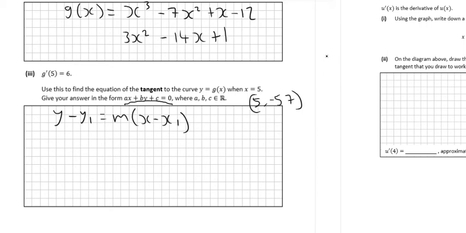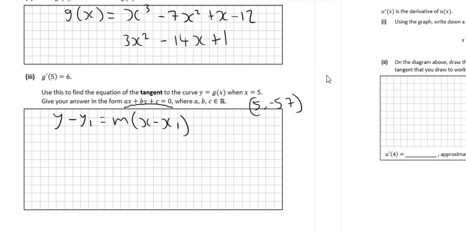The other part then, so we've got an x1 and a y1 that we can put in. That's x1, y1. The other thing we need is the m. So the m is just going to be the 6 here because g dash 5 is 6. So the slope of the tangent at 5 is 6 really. So that's what it means. So m equals 6.